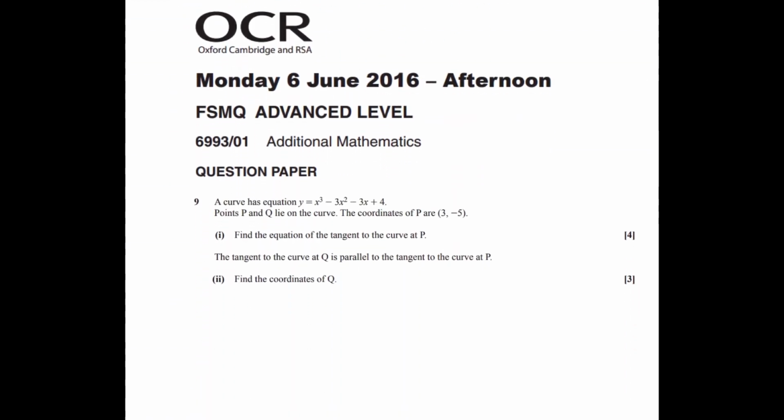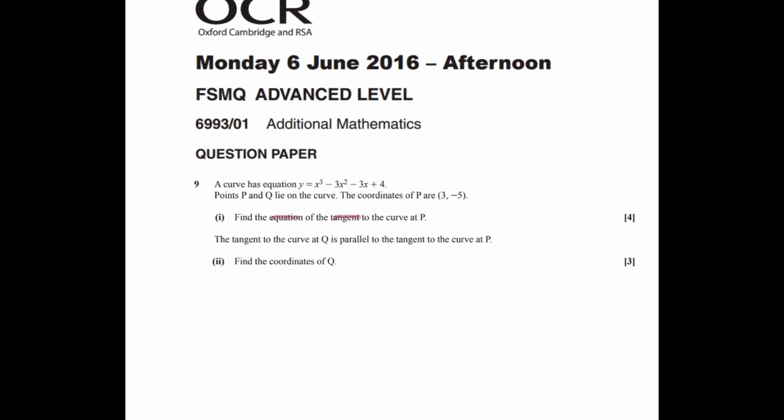Slightly longer question here, and there are 2 parts. I can see some key words in here that I'm going to highlight. So, we have a curve's equation. Points P and Q lie on the curve. And we have the coordinates of point P. And you need to find the equation of the tangent to the curve at the point P. So remember, the equation of the tangent to the curve. In the exam, I would recommend just underlining those key bits of information.